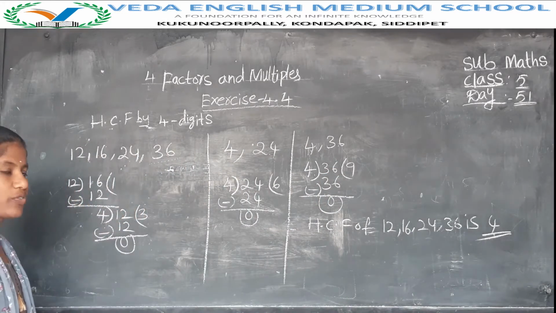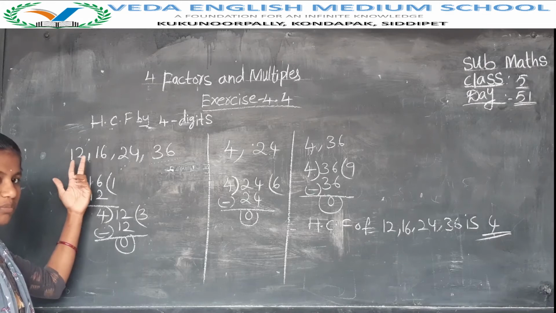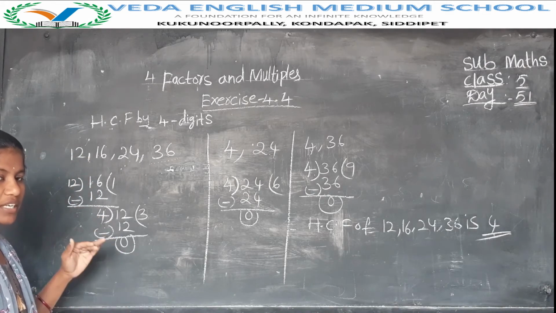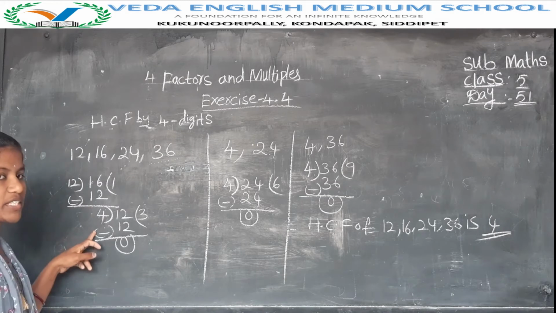If you have 4 digits, how to find? First of all, choose any 2 numbers. Find the HCF of the 2 numbers. In that, the last divisor is your HCF.